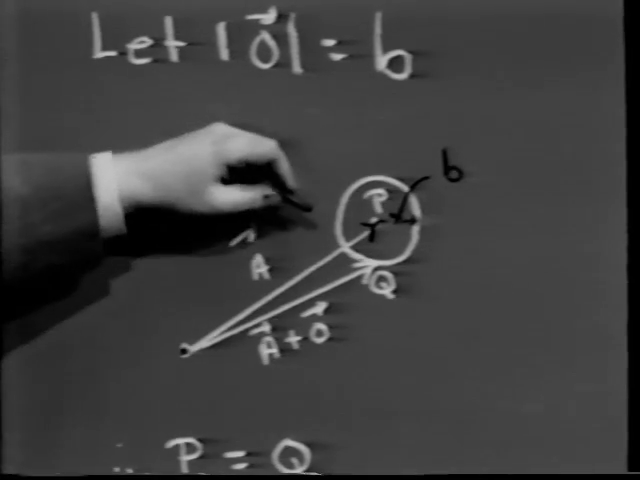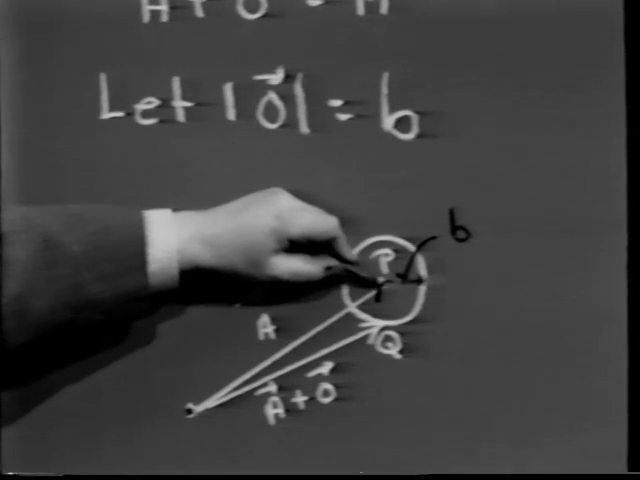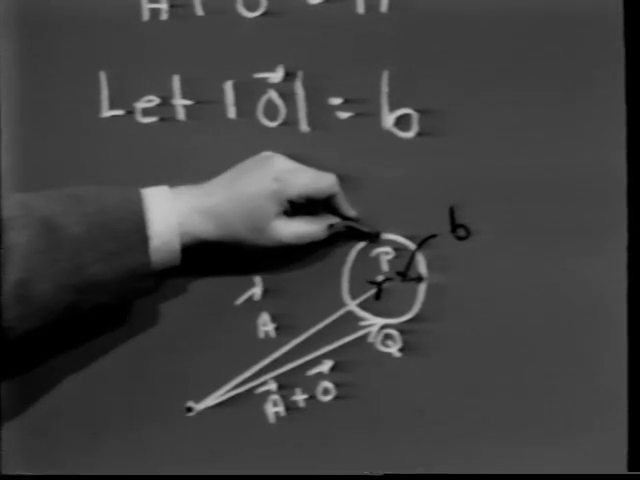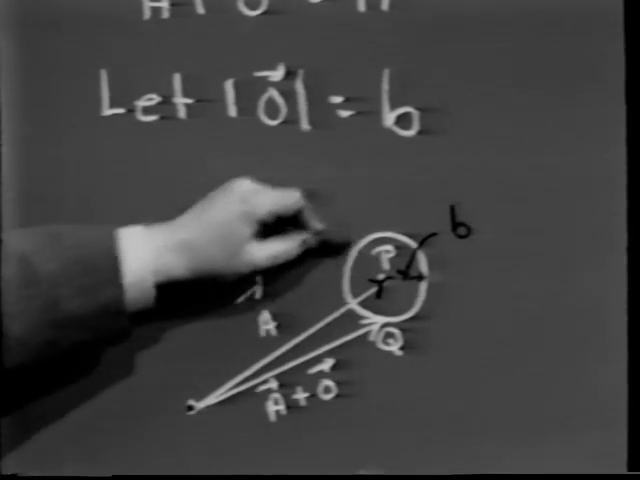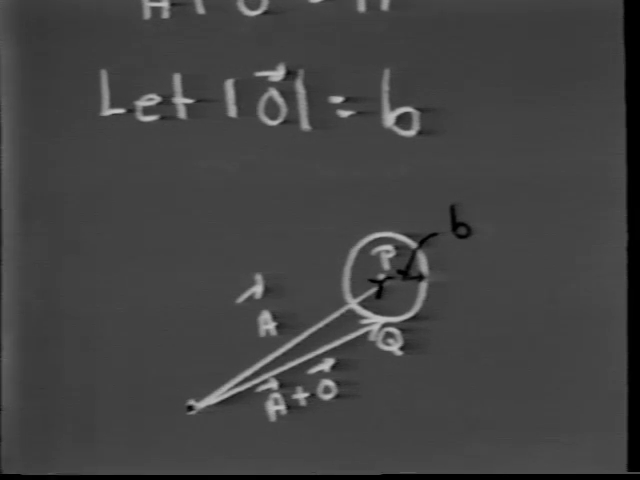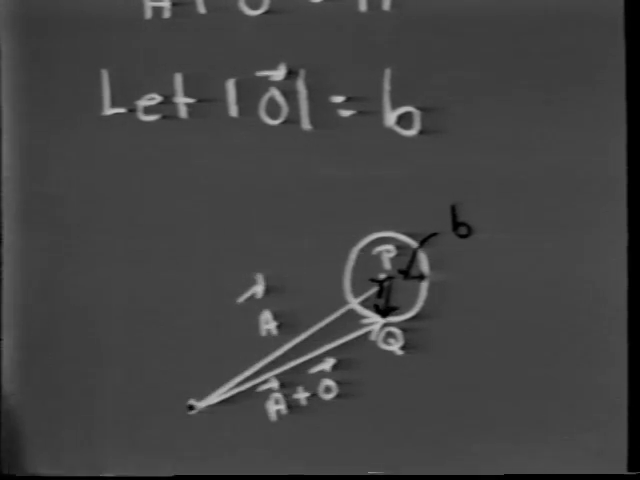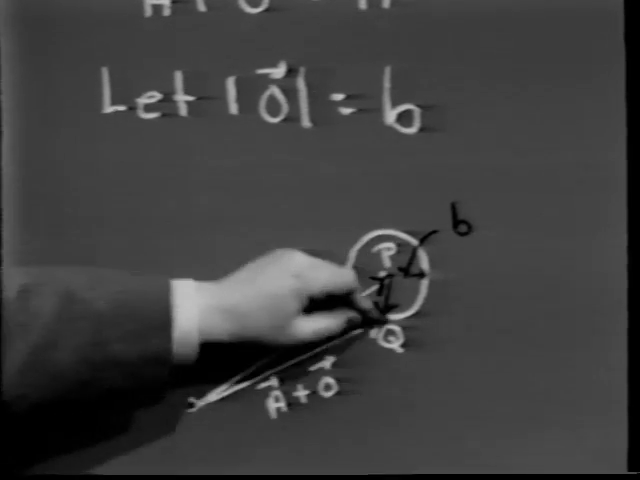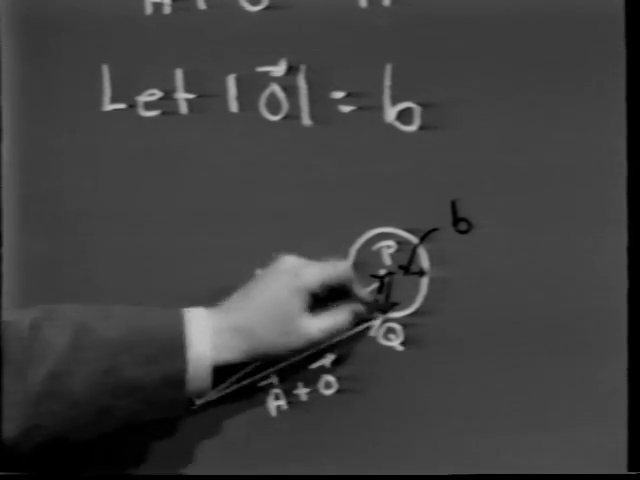All I know is that whatever the 0 vector is, if its magnitude is B, the 0 vector must originate at P and terminate someplace on this circle, because that's the locus of all vectors of length B which originate at P. For the sake of argument, let's say that the 0 vector happens to be PQ. Then A plus 0 is the vector that goes from this point to Q.